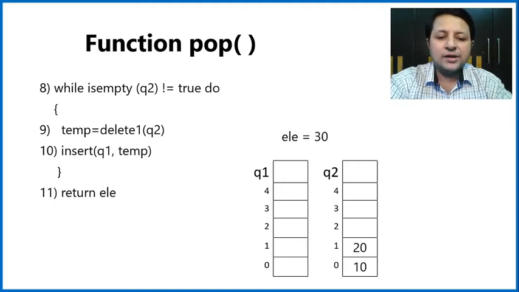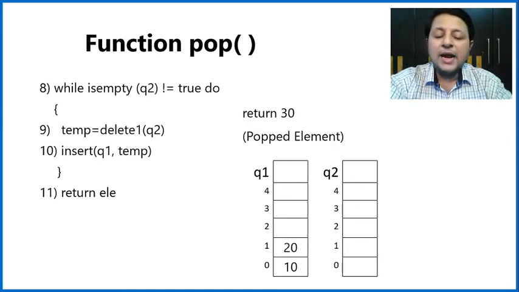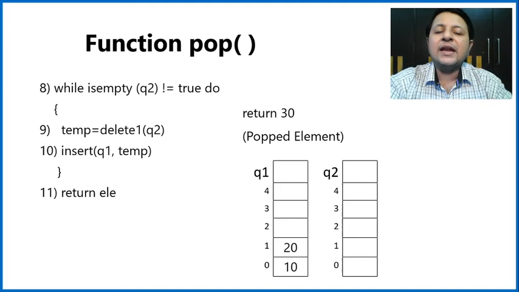So let's see how it works here. Now I'll delete from Q2. I got 10. Okay. Now once you got 10, you would obviously be inserting that in Q1. Perfect. Still my Q2 is not empty, so delete. I got 20. That will also be inserted, and now you can see Q2 got empty. So you're going to come out of the while loop, and then the ELE which was being stored as 30 will be returned as a popped element. Fine. So if you have understood, we had designed pop with the help of queues and the corresponding operations.